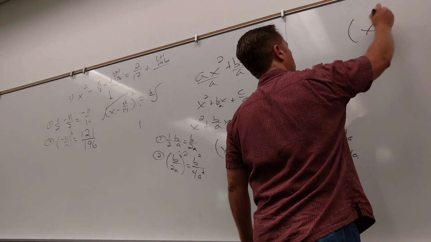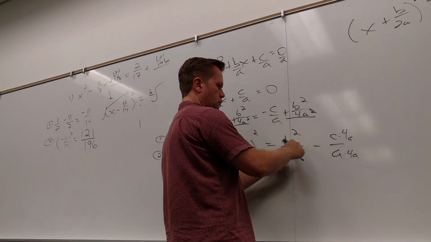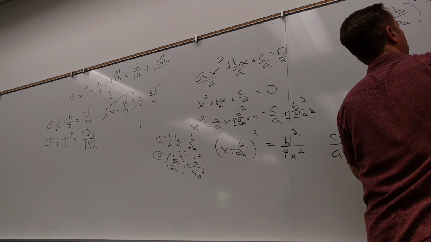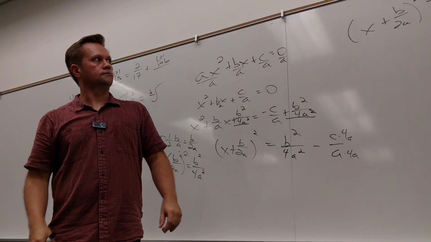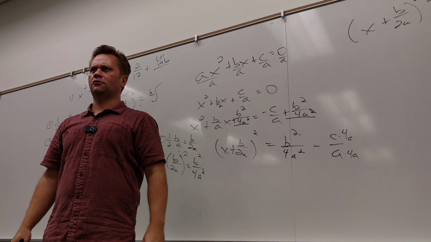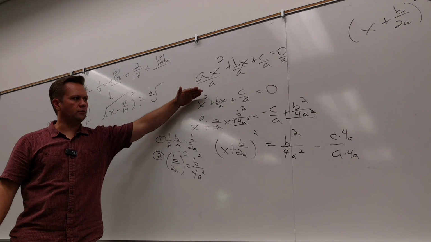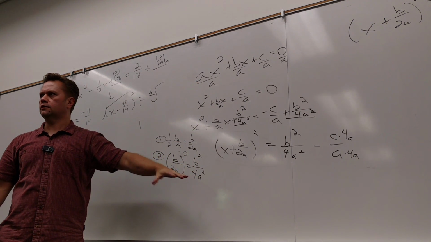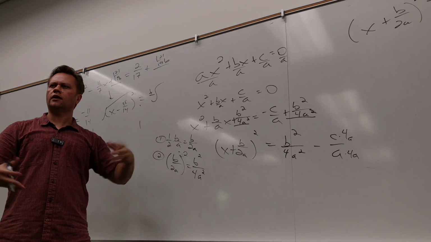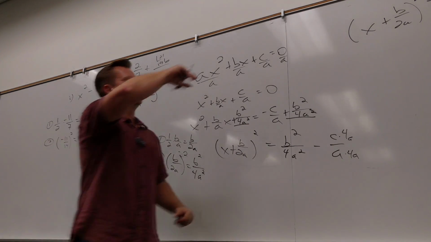So what do I have? I have x plus b over 2a squared equals b squared minus 4ac over 4a squared. Now what do I do to both sides? Square root. Do you recognize it? If you're paying attention, you should be able to follow every step I've taken. It's the same steps we took over every problem we just did, just with A's and B's and C's. We've got to start getting over the variable fear.